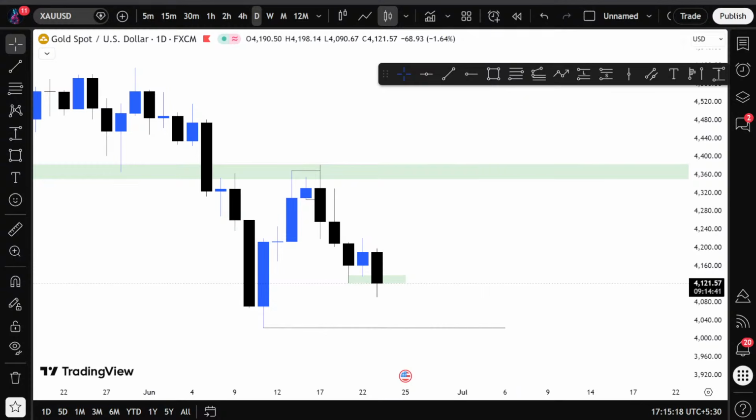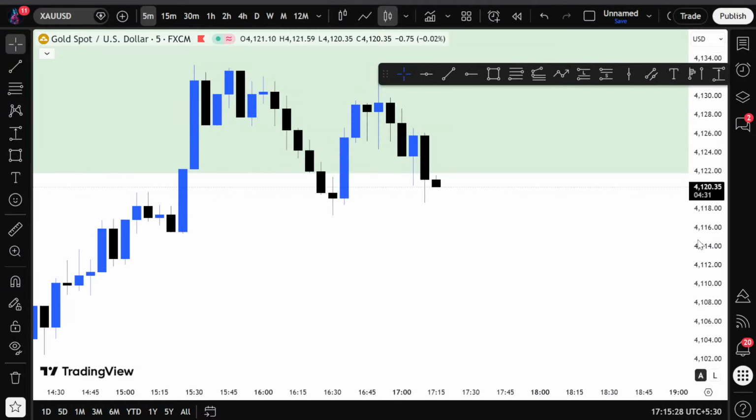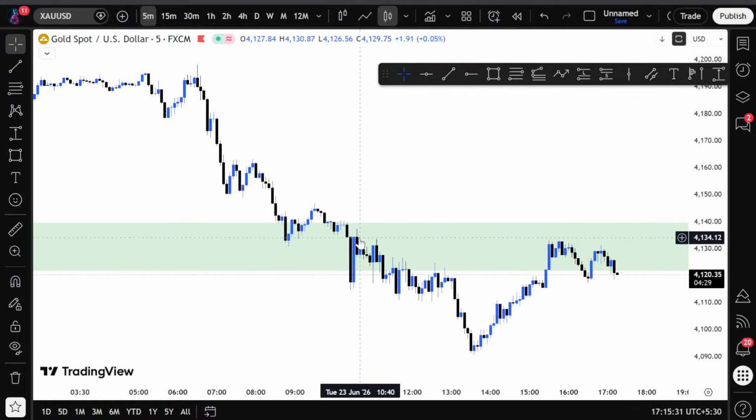Hi, how to know if the zone will be swept? If it has already been tested after the break of structure, then it is likely to get swept.